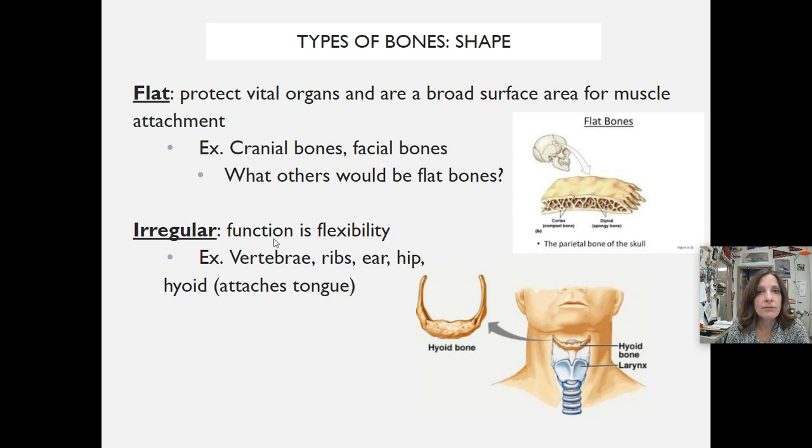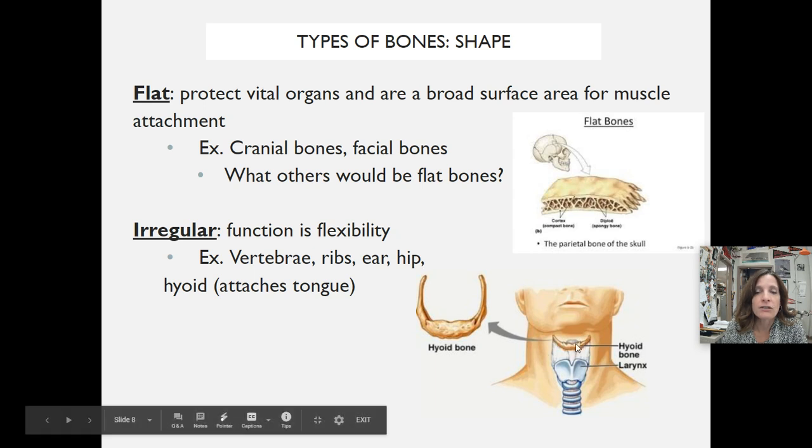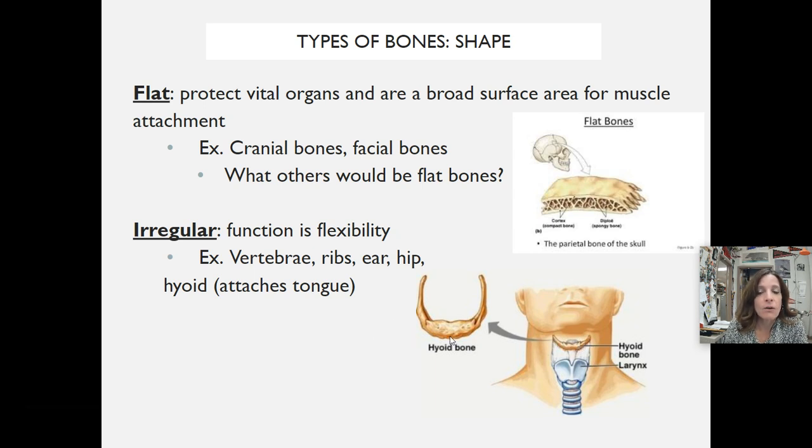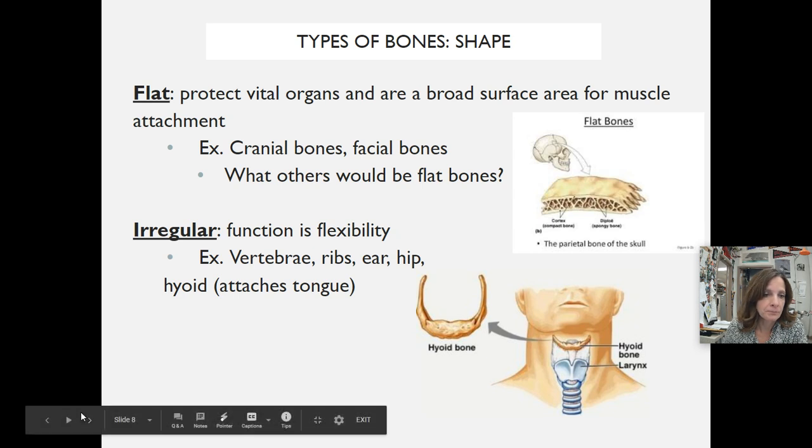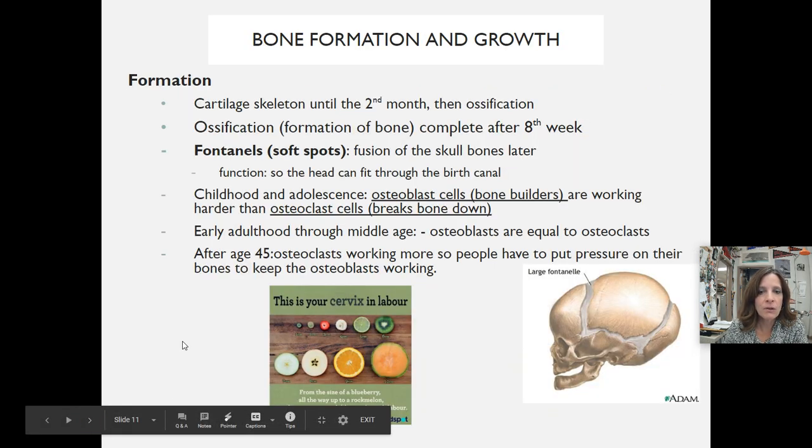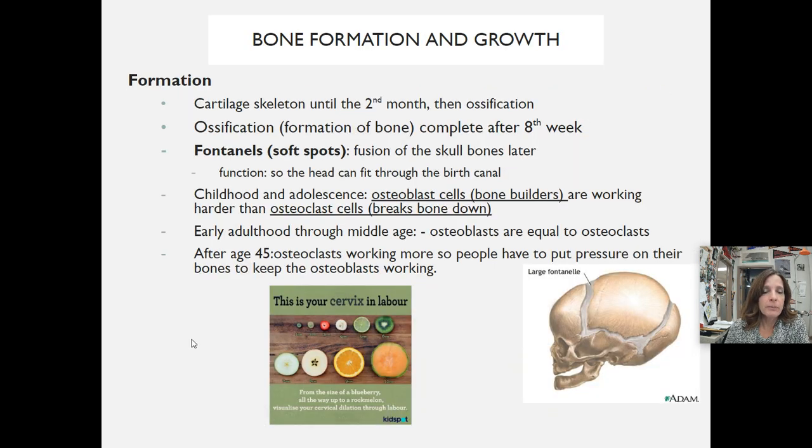And irregular bones, their function is flexibility, and some examples are the vertebrae, the ribs, the ear, and the hip. And then the hyoid bone is really interesting. It's the bone that attaches to your tongue, and it is the only bone in the body that doesn't articulate with another bone. And what that means is that bone doesn't go up against another bone. It just sits there and holds your tongue. So, fun fact.